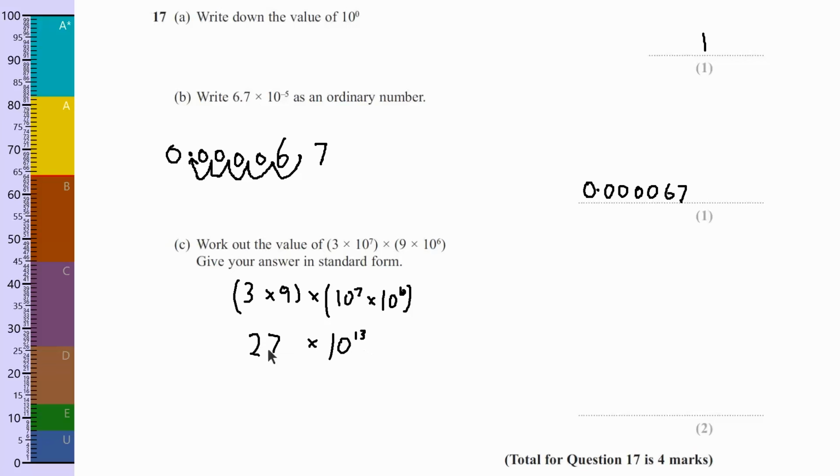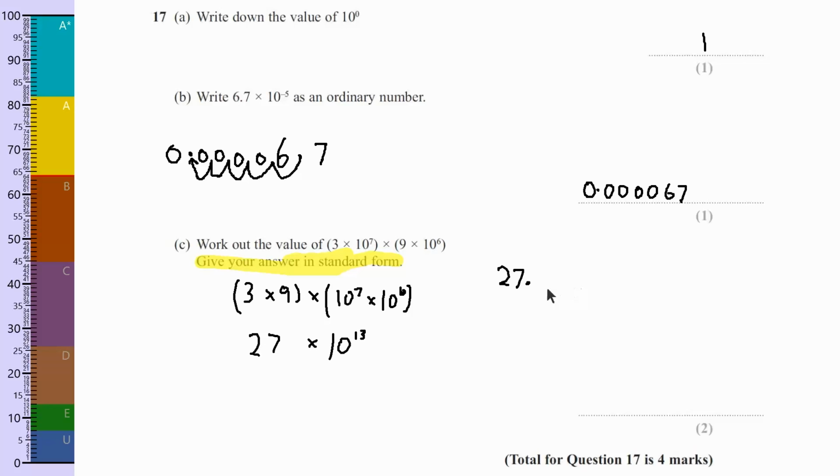Now, some people would leave the answer there, but it says give your answer in standard form. This answer is not in standard form because this number here is not a number between 1 and 10. It's above 10, so we need to make that a number between 1 and 10. What you might want to do is make this an ordinary number. So you do 27. I won't do it fully, but I can show you. 27, put the decimal point where it is, which is always at the end if it's not shown, and do 13 jumps. So 1, 2, 3, 4, all the way up to 13, and fill in the zeros.